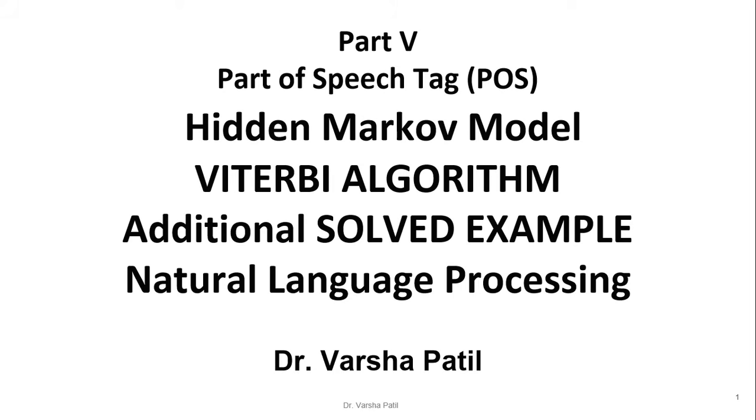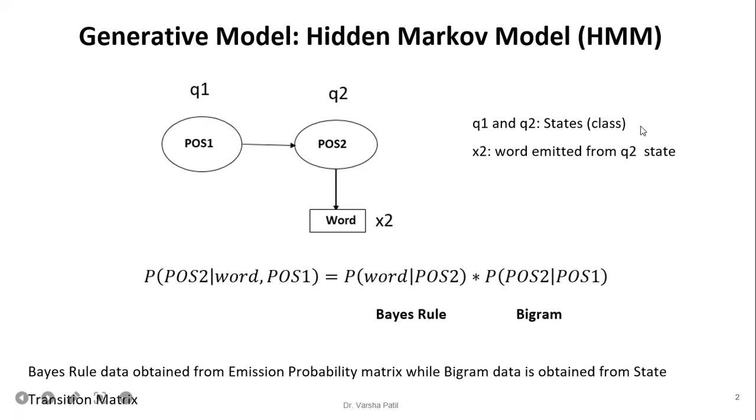Today's topic is hidden Markov model, Viterbi algorithm for POS tagging. This is the fifth video on this topic. I suggest you watch all earlier videos for better understanding. In my previous videos, I have already explained generative and discriminative models of tagger. The HMM model comes under the generative category. In this video, we are going to solve another problem for practice of the Viterbi algorithm.